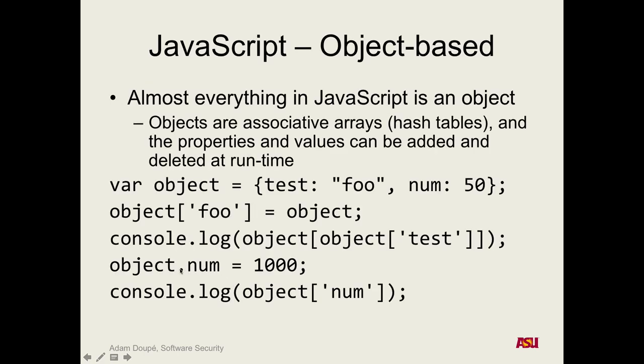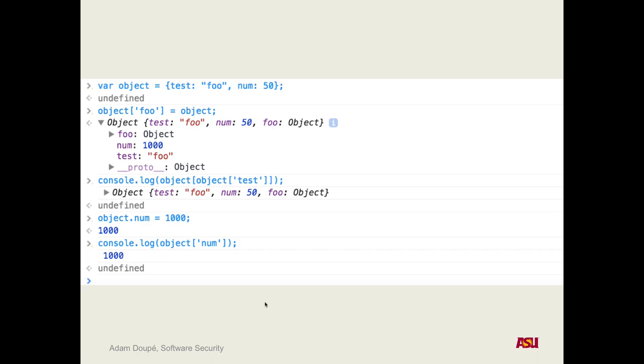Important thing here: this dot syntax is simply syntactic sugar for the bracket syntax. It's exactly the same. There's no difference between accessing something with the dot operator, like object.num, or outputting object bracket num. We can say object.foo is equal to object, and we can console.log object.foo. So everyone was right that we're actually going to output the object itself. Unpacking this: object.test is going to return the string foo, and then the foo property of object is the object itself, and that's what we're going to output on the log. Then object.num is there, and we can see that this is exactly the same. So everything works as we expect.